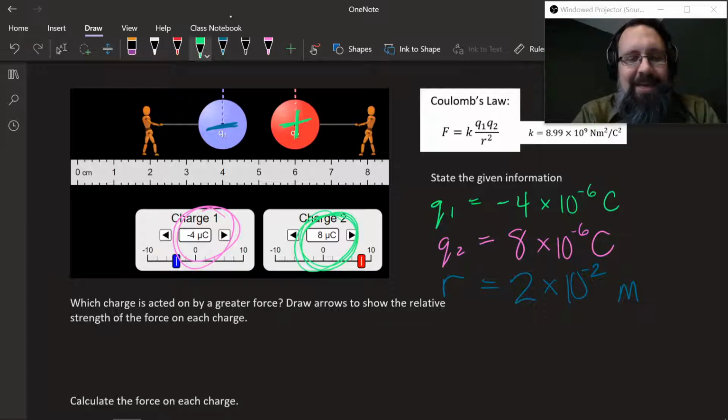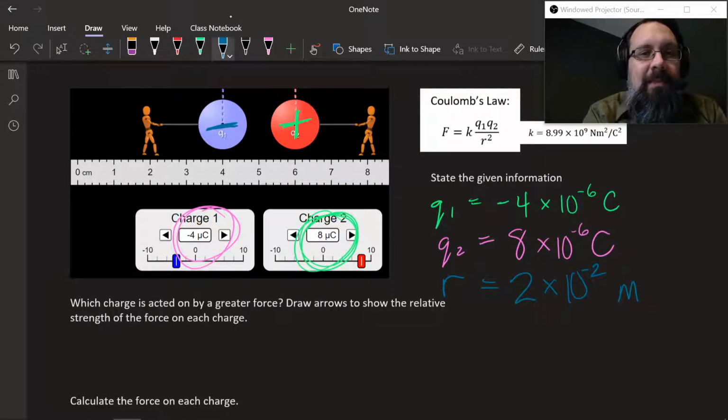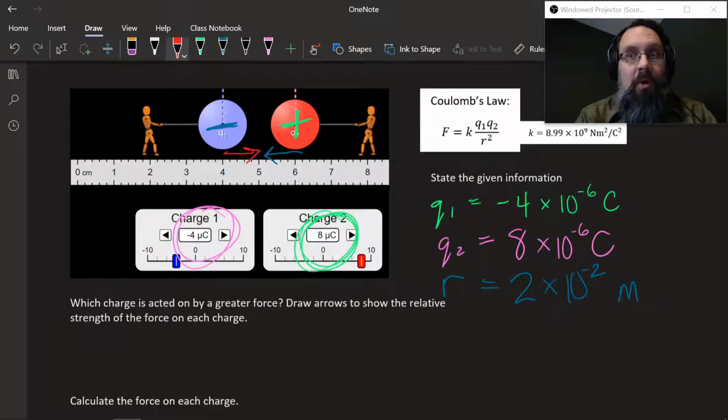Well, how about this? What are they going to do? Are they going to attract or repel each other? Right, so they're going to attract. How do you know that? Exactly, they're opposite charges. So my question is, which one's going to be pulled more? We know that the blue charge is going to pull the red charge to the left, and the red charge is going to pull the blue charge to the right. My question is, which one's going to get pulled more?